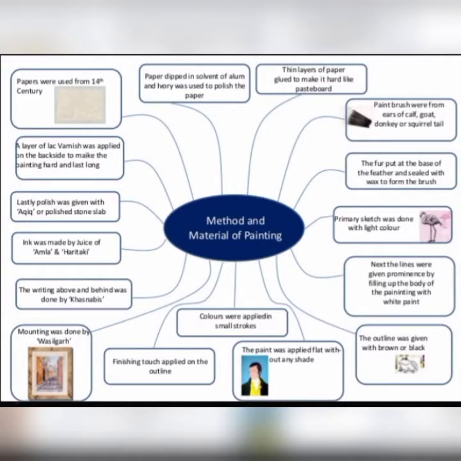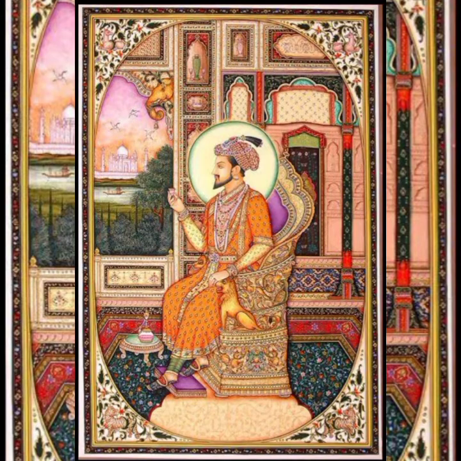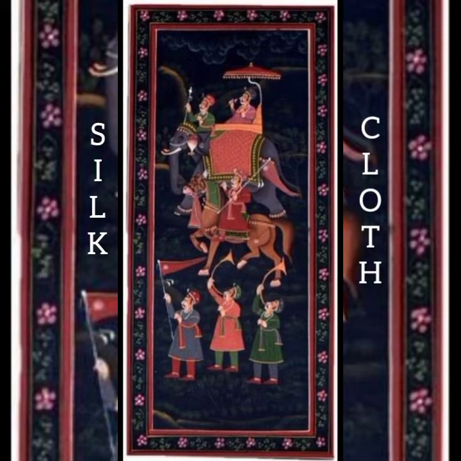Today we are going to learn about the method of making miniature painting. The earliest example of miniature painting can be found on palm leaves. Then after that, artists started working on wood, ivory, as well as on silk cloth.